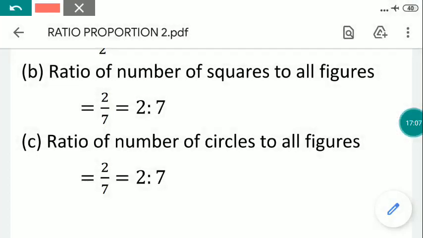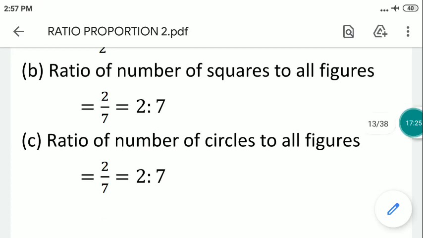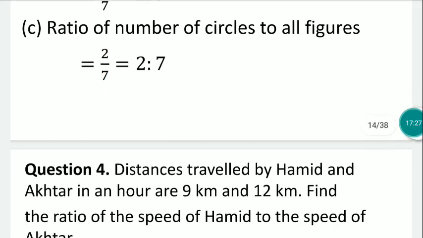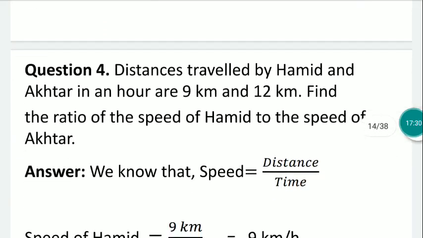C. Ratio of the number of circles to all figures. The number of circles is 2 upon all figures, 7. So the ratio of the number of circles to all figures is 2 upon 7, which is equal to 2 is to 7. So this is question number 3. Now question number 4.